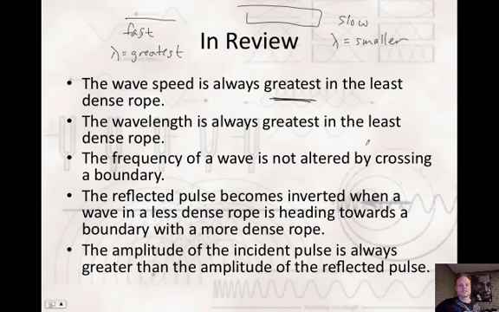The frequency of the wave is not altered by crossing a boundary, which is kind of interesting. I wouldn't think that would be the case, but it actually is. The frequency of a wave isn't altered by crossing these boundaries. The reflected pulse becomes inverted when a wave in a less dense rope is heading towards a more dense rope. So if you go from less dense to more dense, the reflected wave becomes inverted. If it's more dense to less dense, there is no inversion. And the amplitude of the incident pulse is always going to be greater than the amplitude of the reflected pulse.